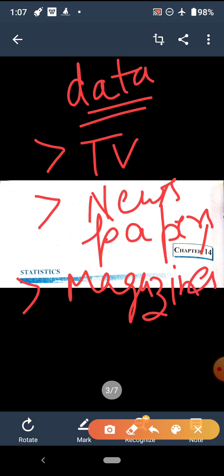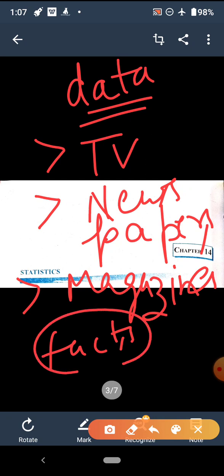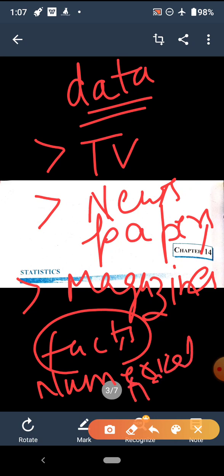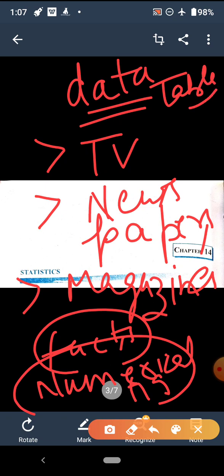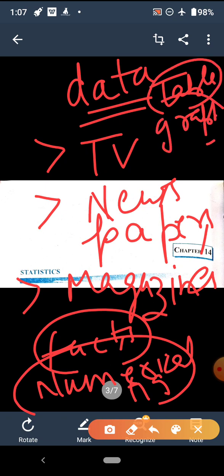All this information is in the form of facts, or numbers, or numerical figures, or tables. For example, in your Arogya Setu app, in table form and graph form, they are showing the corona disease. It means you are given the data. So the facts or figures which are numerical or otherwise, collected for a definite purpose, are called data.